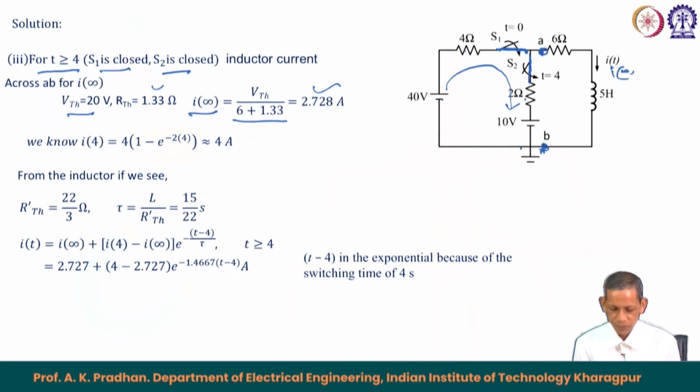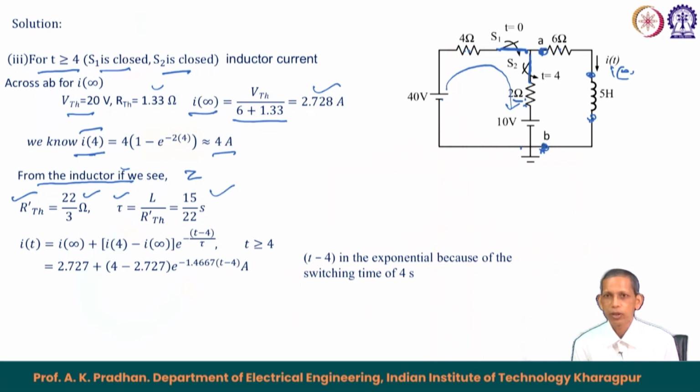Now, we know that the initial current after the switching, I at 4, equals 4 ampere. In the last calculation we did this. So, from the inductor, the equivalent resistance is 6 in series with 2 and 4 in parallel. That gives us RTH dash equals 22 by 3 ohm. This is for the time constant. So, the time constant becomes L, that is 5, divided by RTH dash, which equals 15 by 22 second.